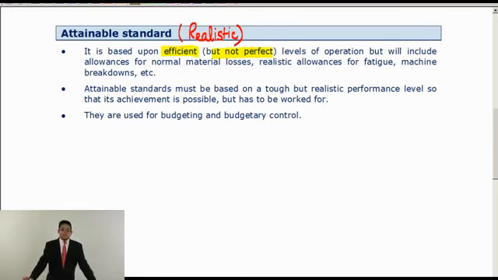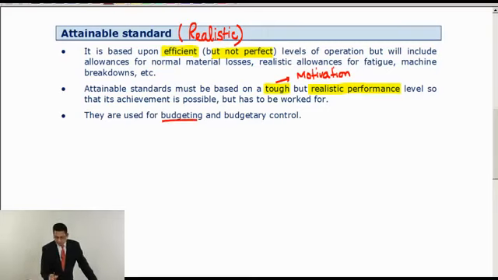Attainable standards must be based upon tough but realistic performance. Okay, what we believe is that tough targets generally, when I say tough but achievable, I'm not saying impossible. So tough or hard is still achievable. So managers are given slightly tough challenges because what we believe is that would motivate our managers and workforce. So tough standards are used for motivational purposes, and also attainable standards or achievable standards are used to calculate the variances.